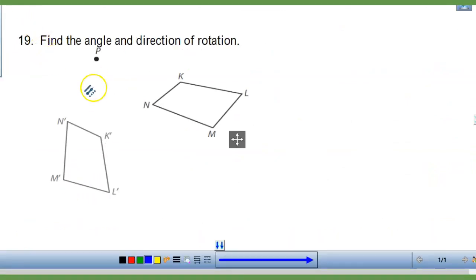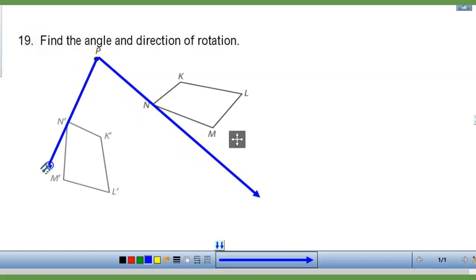Let's start by choosing some points, and we're going to measure that angle with a protractor. It doesn't matter which 2 points you pick, as long as it's the image and pre-image. So I'm going to go with, let's say, N. So I want to draw some rays from point P through N, and then another one from point P through N prime. Okay? And this is the angle right here that I want to measure. I want to find out what this measurement is.